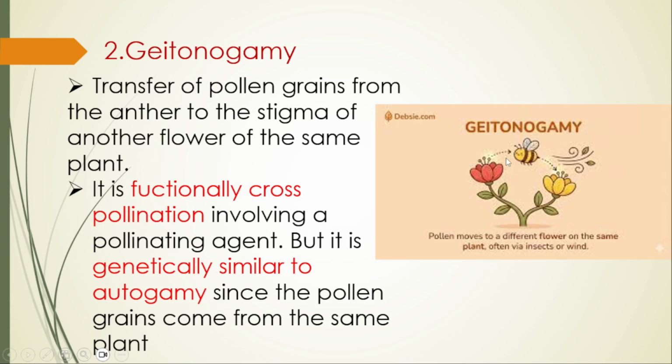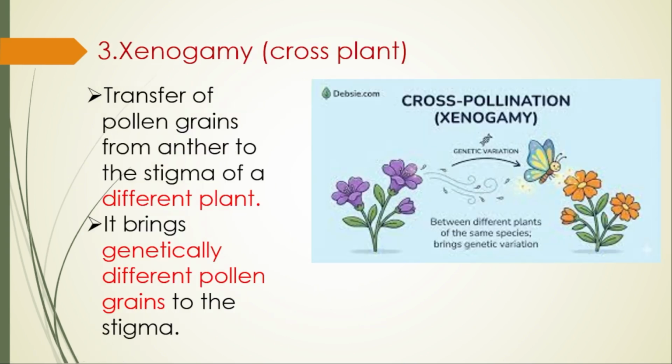See here, geitonogamy is functionally cross pollination because it involves pollinators, but genetically it is similar to autogamy. Why is it genetically similar? Because the flowers are on the same plant, and the source of the pollen grain is also the same plant.